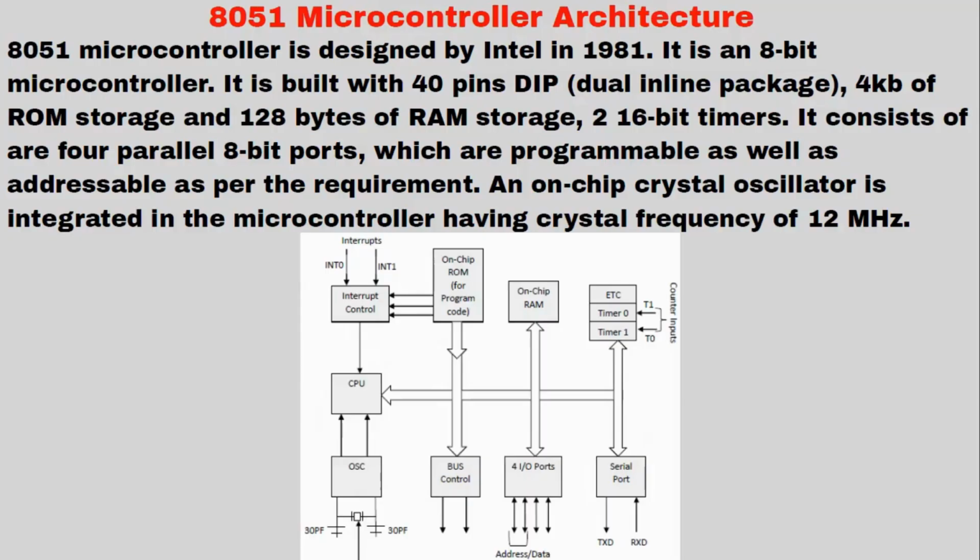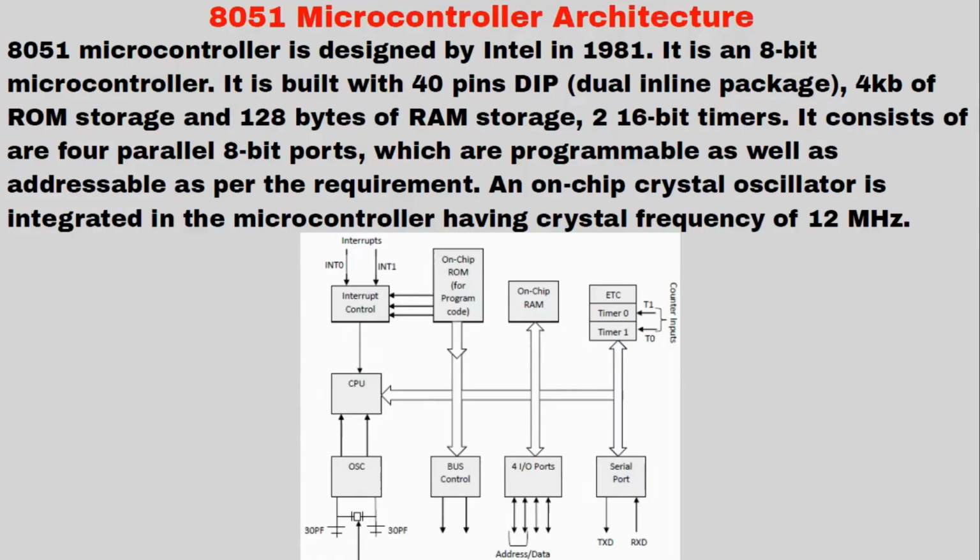It has 4 kilobytes of ROM storage and 128 bytes of RAM storage. Second, you have two 16-bit timers. It consists of 4 parallel 8-bit ports, which are programmable as well as addressable as per the requirement. And an on-chip crystal oscillator is integrated in the microcontroller, having a crystal frequency of 12 megahertz. That is the clock speed.